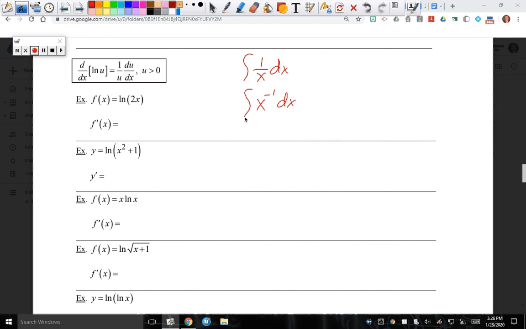Then what would you do? It would become x to the 0, divided by the new power. You can't do that. You cannot divide by 0. So the reverse power rule we're learning right now, the only time I cannot do that is either in this form when the exponent is negative 1, or in this form when the power is 1. Do you see that? If you see that, the integral of 1 over x dx is equal to the natural log of the absolute value of x.